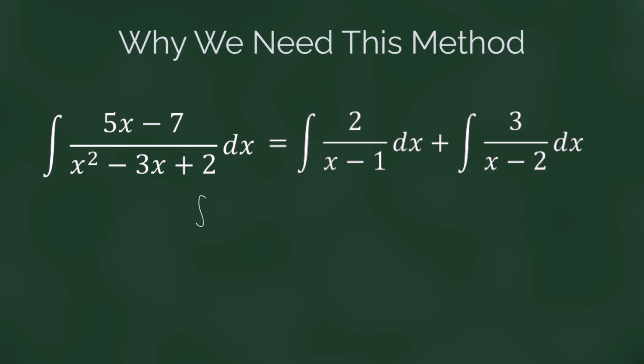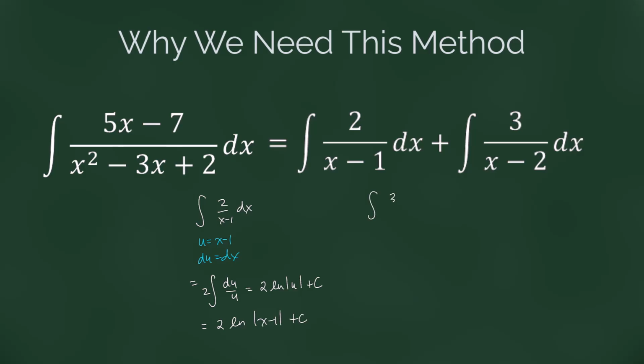The antiderivative of 2 over (x - 1) dx, using a u substitution, we can let u be x - 1, so that du is dx. That integral can then be rewritten as twice the integral of du over u, and we know that that is 2 times the natural log of the absolute value of u plus a constant, which becomes 2 times the natural log of the absolute value of x - 1 plus c.